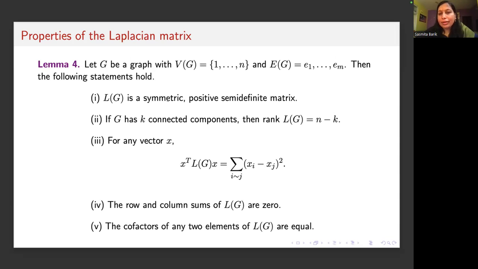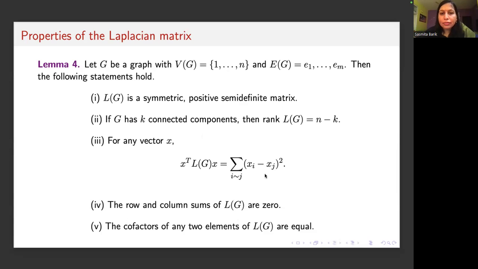L_G is symmetric by definition, and positive semi-definite because it can be written as Q times Q transpose. Now I can also say that if G has K connected components, then the rank of L_G is n minus K. And if it's connected, then the rank of L_G will be n minus 1. This can be concluded because L_G is Q_G into Q_G transpose, and for Q_G we have observed that if G has K components, the rank of Q_G will be n minus K. So the rank of L_G is nothing but the rank of Q_G, so that will again be n minus 1.